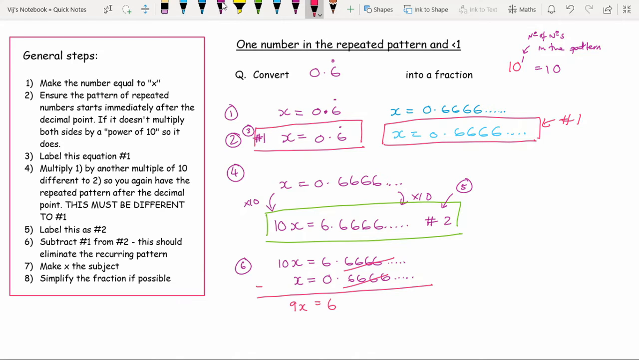From this, what we now need to do, and because I'm running out of space, let's just write number 7 here. So I've got 9x equals 6. Step 7 says we need to make x the subject, so I'm going to take the 9 over to the other side. So I've got x equals 6 over 9, and step 8 is then simplify the fraction if we can, which gives me 2/3, and there is your final answer.